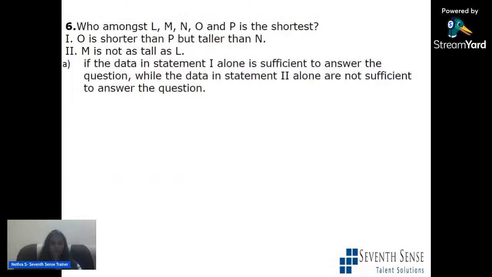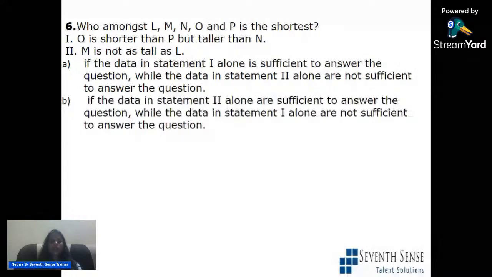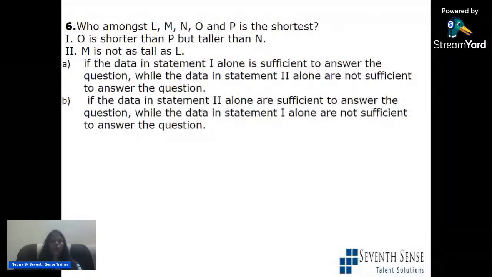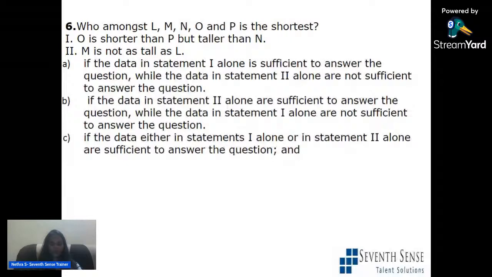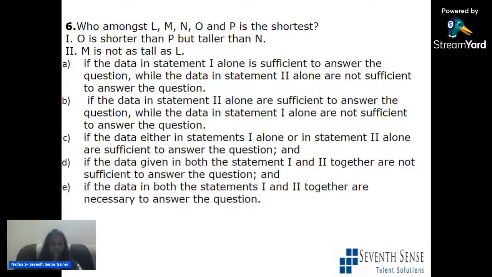Option A is if the data in statement 1 alone is sufficient to answer the question, while the data in statement 2 alone is not sufficient. Option B is if the data in statement 2 alone is sufficient, while the data in statement 1 alone is not sufficient. Option C is if the data in either statement 1 alone or statement 2 alone is sufficient to answer the question. Option D is if the data given in both statements 1 and 2 together are not sufficient to answer the question. And the last option, the fifth option, is if the data in both statements 1 and 2 together are necessary to answer the question.